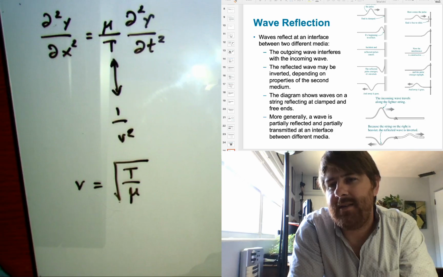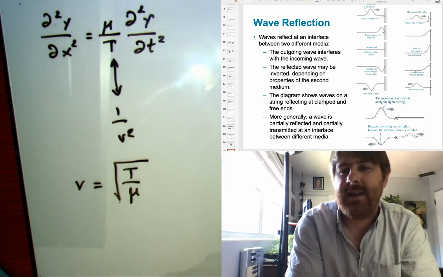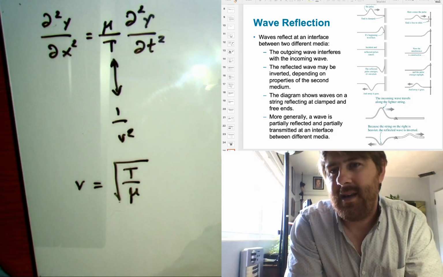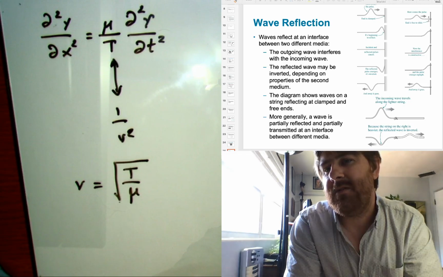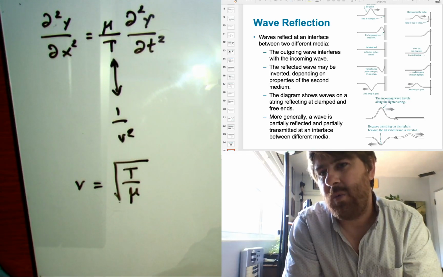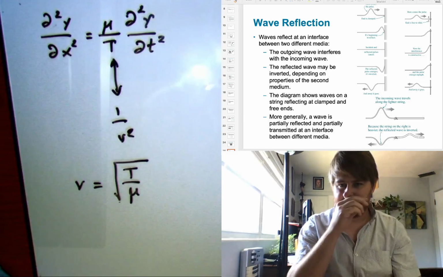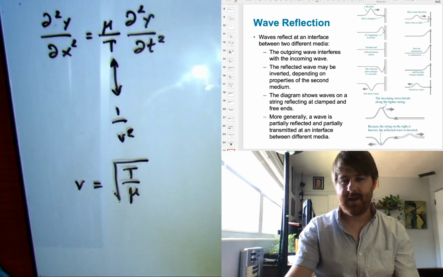Another way to think about this is if a string were tied to a more dense string, being like the wall, which has infinite density, infinite mass, then the wave will reflect back upside down. The transmitted wave, the portion of the wave that goes through the more dense string, will be transmitted right side up, or in phase.